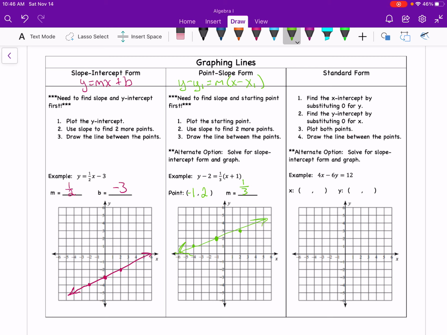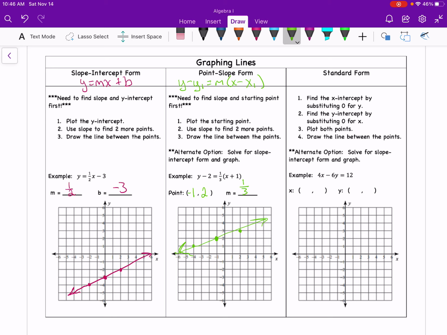An alternate option, if you have a hard time finding your point from point slope form, is to solve for slope-intercept form. Solve that equation for y by itself, and then you can use the slope-intercept form to graph it.